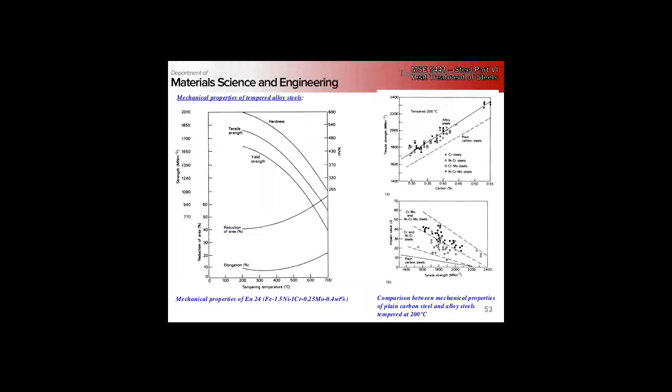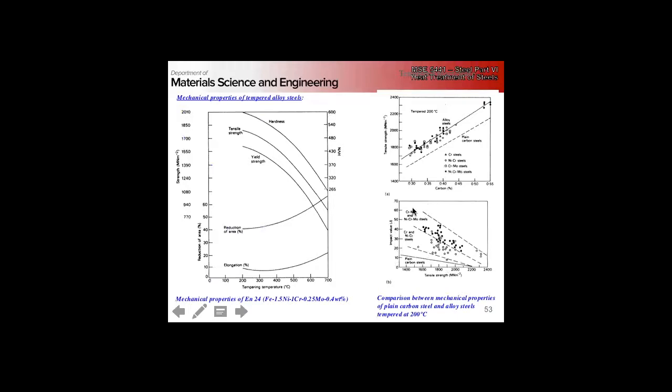Right, and in general, the mechanical properties of tempered alloy steels are higher than plain carbon, right? So here we see carbon concentration, the alloy series. We generally have both higher tensile strength, and this is a toughness or impact strength, versus tensile strength.